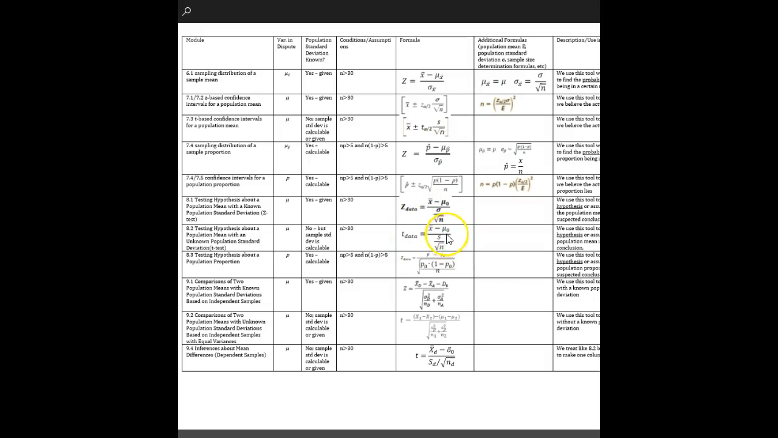So for this problem in particular, we have a sigma. We have an assumed population standard deviation. So we know the formula that we're going to use. We are testing a hypothesis about a population mean with a known population standard deviation, or a z-test, or you can call it a z-test about a population mean, and then just write this formula in.